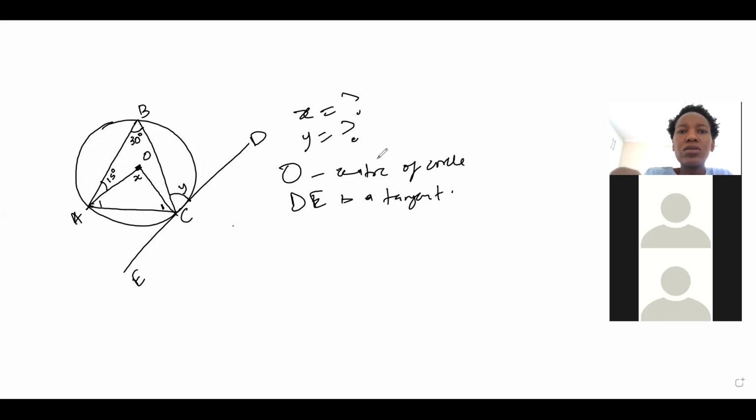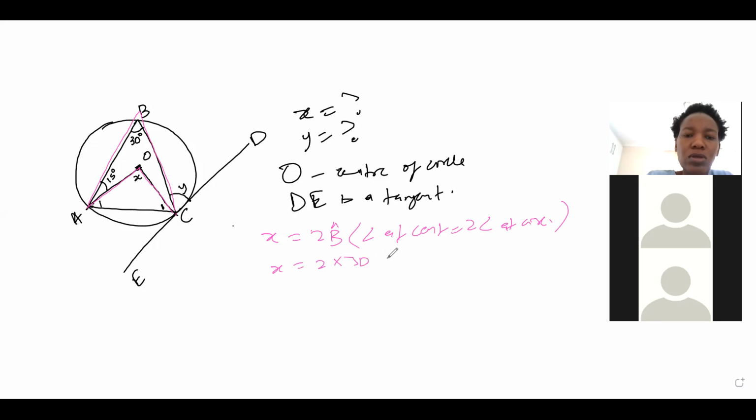Right. So X is the angle at the center, and B is the angle at the circumference. So X is twice B. Angle at center is twice angle at circumference. But B is 30, so that's why X is 60 degrees.